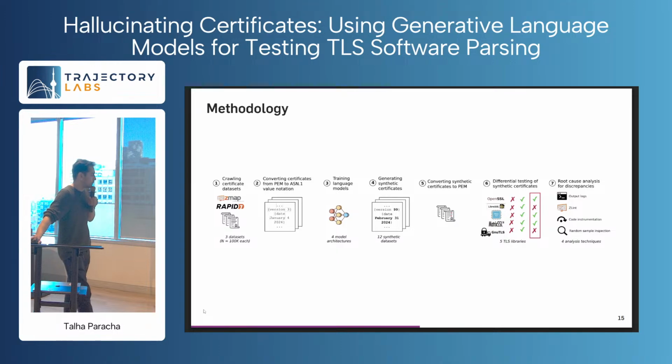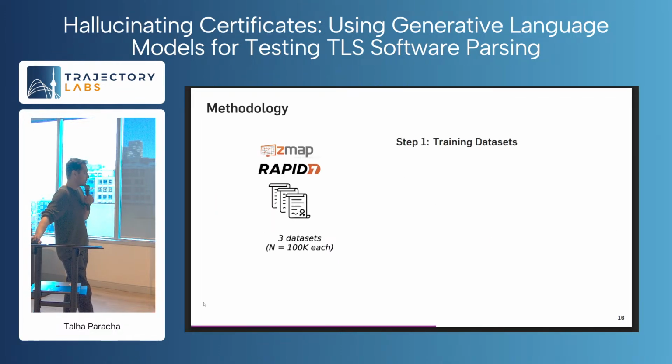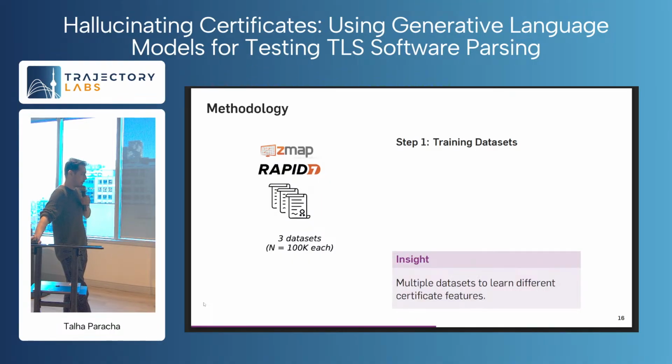So I'll briefly go over the methodology of our work. The first step is to choose the training datasets over which we would train our language models. The insight here is that we need different datasets because the diversity in the datasets influences performance of these language models. For instance, if a version 3 certificate does not appear in a dataset, the model would never learn to output that. So we rely on 3 different TLS datasets, each containing 100,000 certificates crawled online, and you can read the paper for more details.